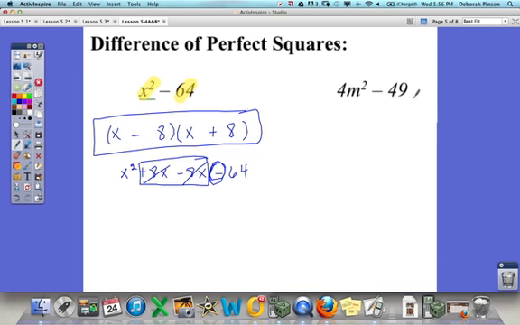Okay, so here's our difference of perfect squares. Let me go ahead and put my parentheses here. So I'll have 2m, and that's a really bad m. Let's make a better m. 2m and 2m. Square root of 49 is 7. 1 minus 1 plus.